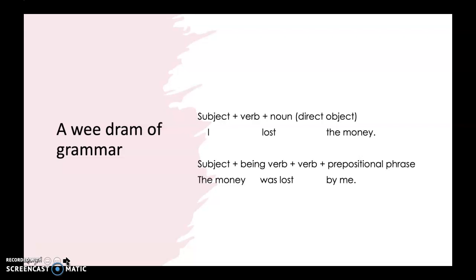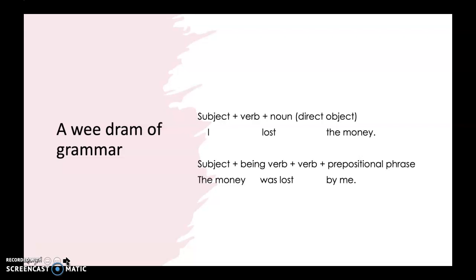And so that subject is in that subject slot. The agent of the action is doing it right there at the beginning, and I can emphasize my irresponsibility with that money. In the second sentence, we have a subject plus a being verb plus a prepositional phrase.